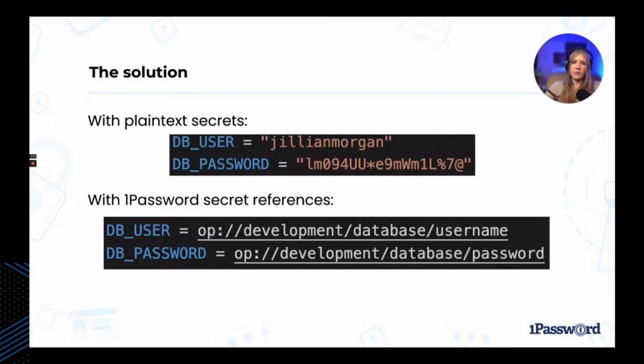In our environment file, instead of writing out our plain text credentials, we can replace it with a reference to where these secrets can be found in 1Password. So in my example here, I prepend the reference with op:// so that the 1Password CLI knows what content to replace. Development is the 1Password vault I want to access, and then the word database is the item I want to access. And then username and password are the fields I would like to assign to DB user and DB password variables respectively.